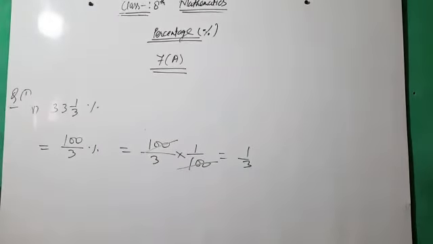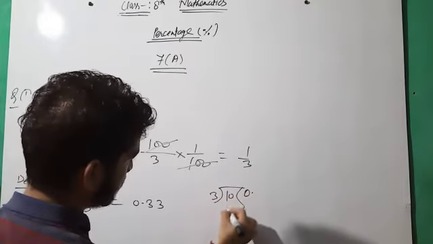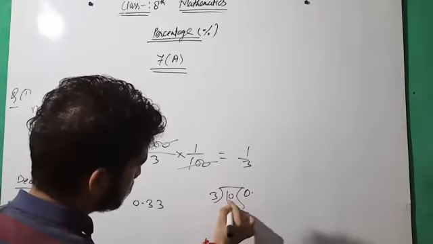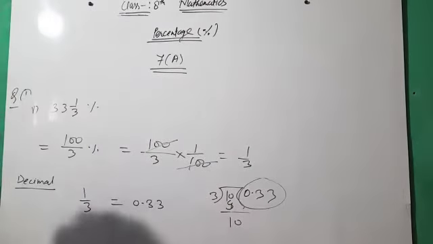Now decimal. Now we have to find out the decimal value of this fraction. Can we say that this is 100 by 3? So 1/3, just divide like this. 0.10, then 3. 3 threes are 9, 1, 0, then again, so 0.333, that is the decimal value.